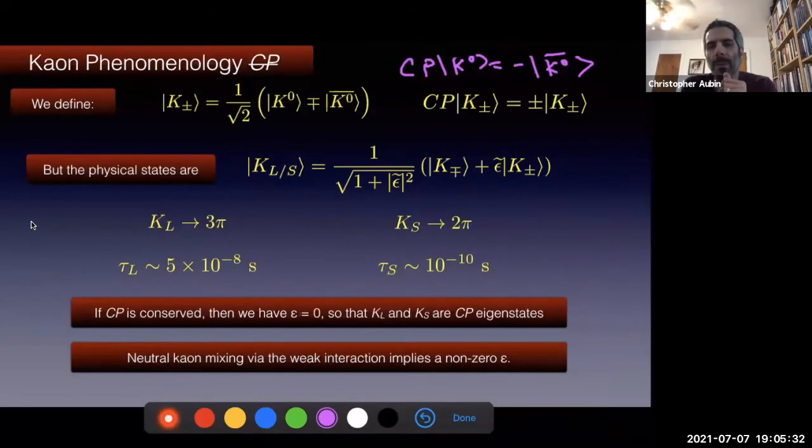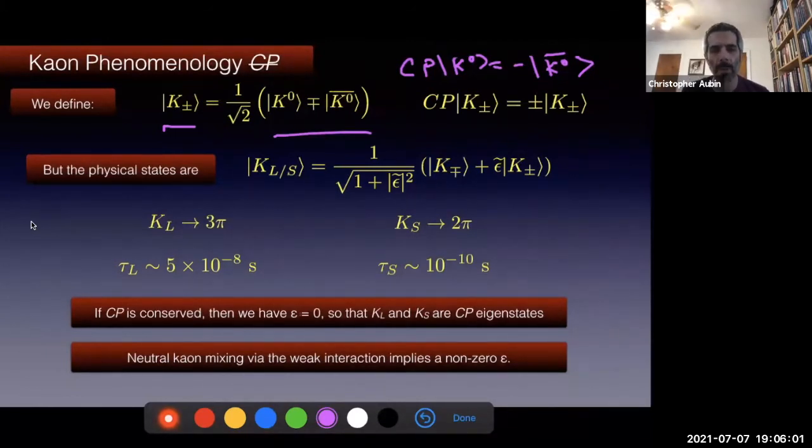And the same is true for CP acting on K naught bar. And so these are not CP eigenstates, right? CP converts a particle to an antiparticle. And so we can define what ideally will be true CP eigenstates of the standard model. This is what I'll call K plus and K minus, not to be confused with the charged kaons. The superscript plus minus will correspond to the charged kaons.